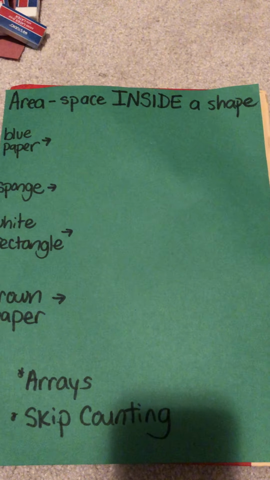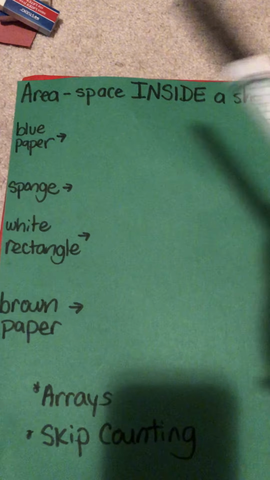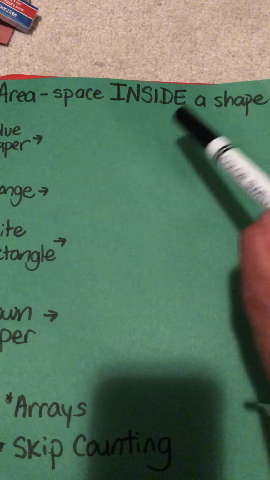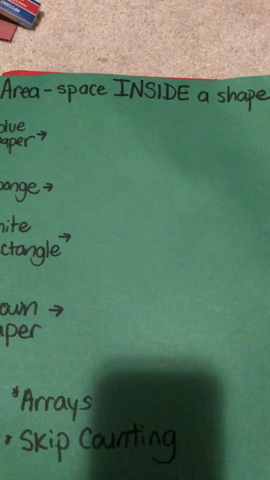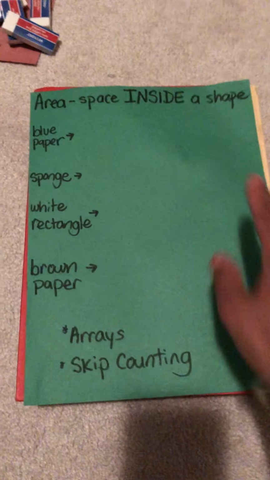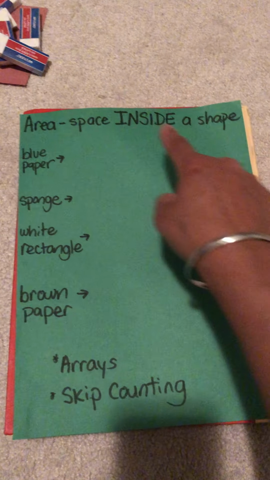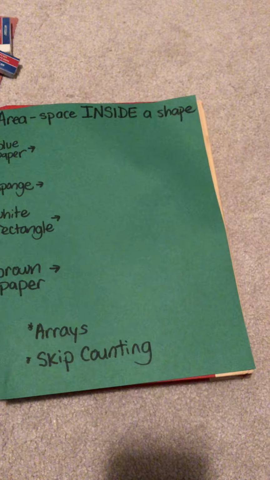Today's lesson is on area. Area is the space inside a shape, okay? So it would be this spot right inside this rectangle.